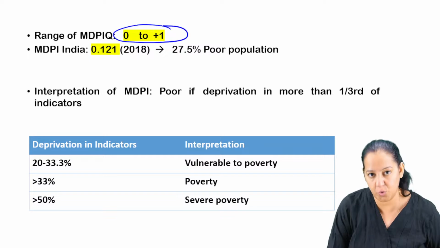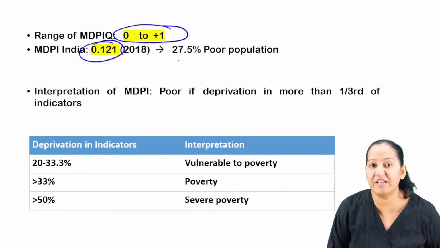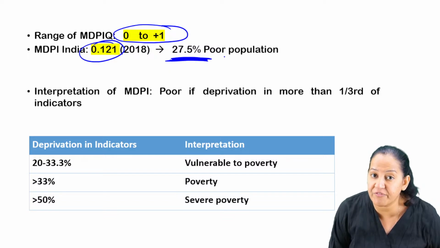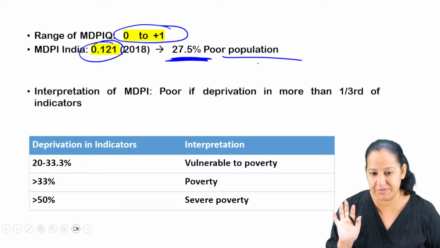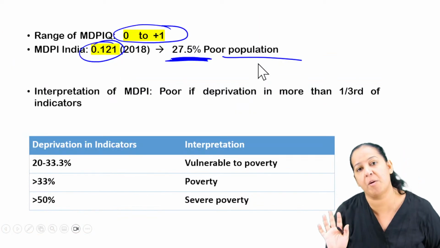MDPI also ranges from 0 to 1. For India, it's 0.12, according to which 27.5% of the population of India is poor, according to MDPI.